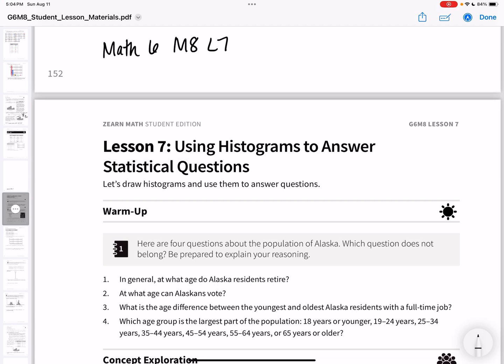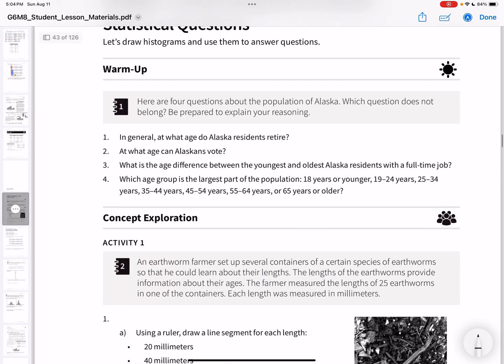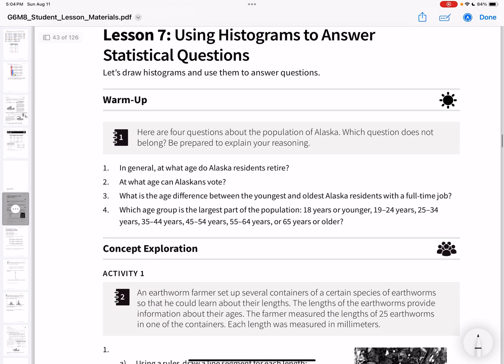Hello there. Today we're doing Math 6, Mission 8, Lesson 7, using histograms to answer statistical questions. All right, let's do our warm-up. Here are 4 questions about the population of Alaska. Which question does not belong? Hint, all of them could be argued as they don't belong.